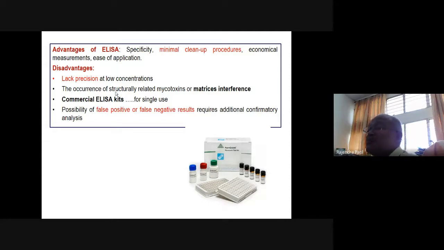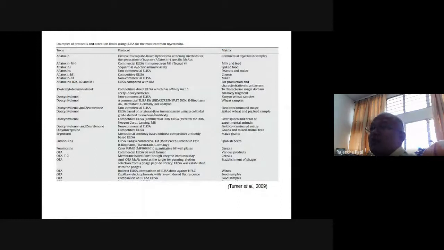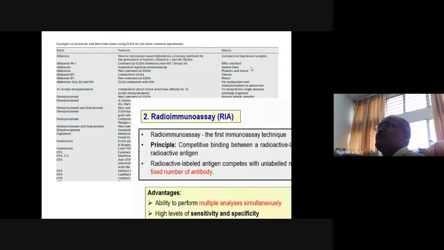and that's why permissible limits are given by authorities like USFDA or FAO for the different mycotoxins. Beyond the permissible limit, these food and feed commodities are not suitable for human or animal consumption. Besides commercial kits, as I told, there is another problem of false positive and false negative results. These are the protocols by which different mycotoxins can be detected in different commodities by ELISA.